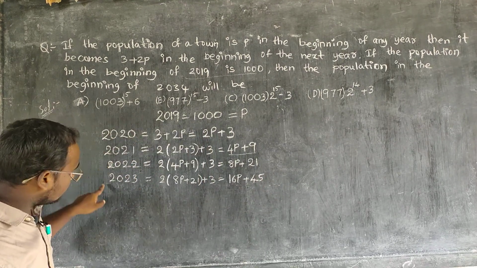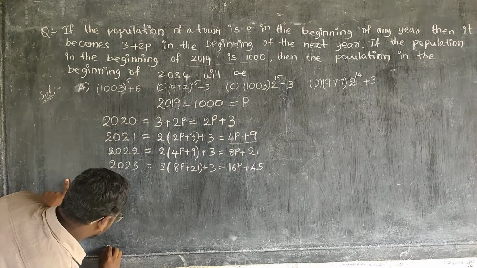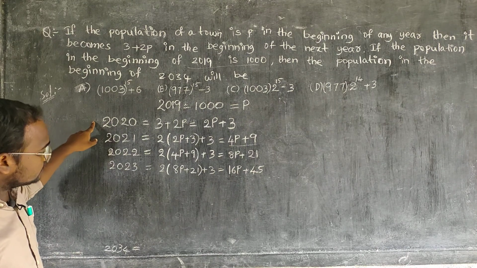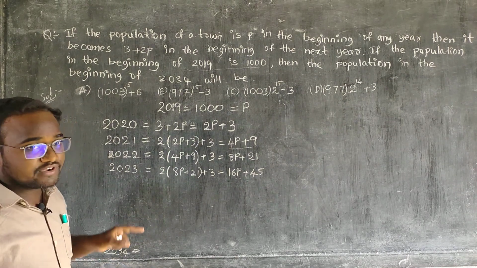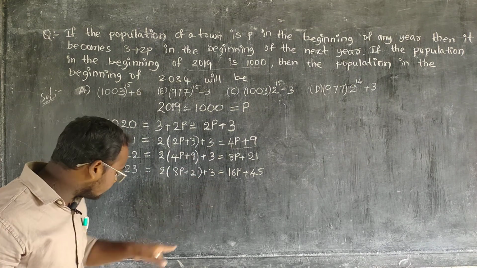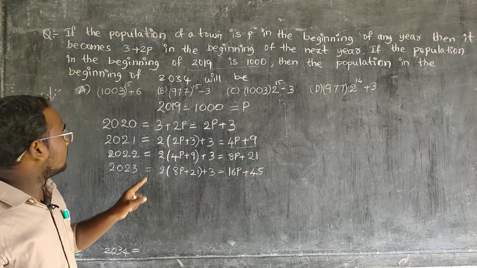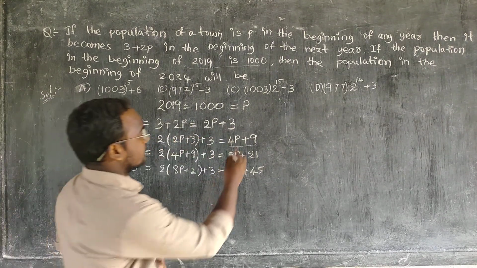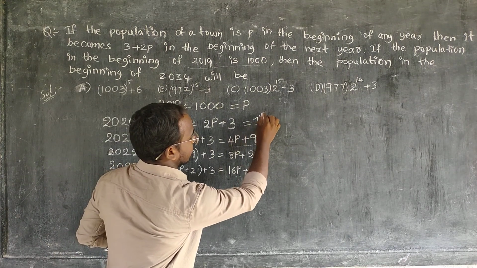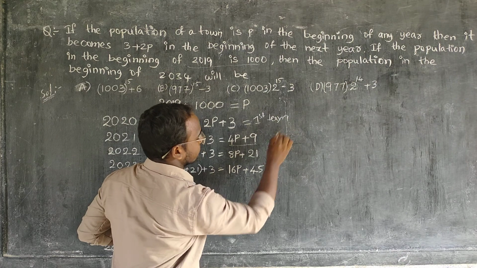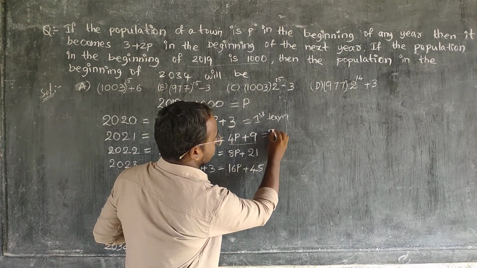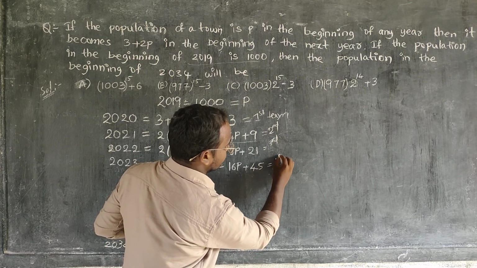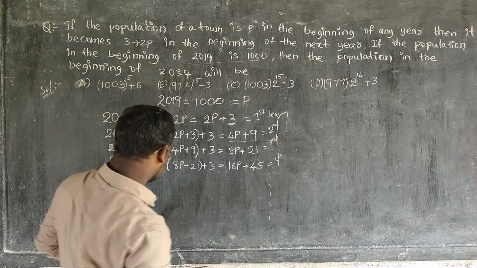If we go on like this, we get 2034 also, but it is very time consuming. If we find the relation between these terms, then we can get 2034. How can we get the relationship? Suppose I am assuming this as the first term. It is second. It is third. It is fourth. Like this, and so on.